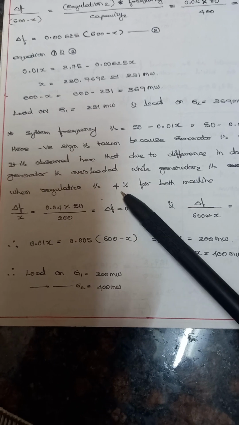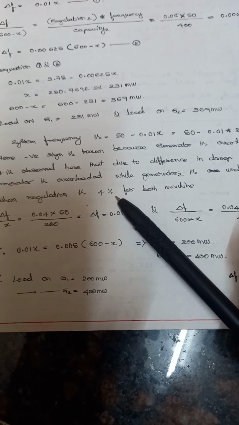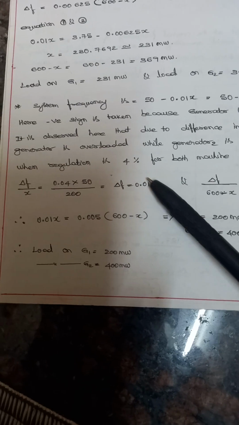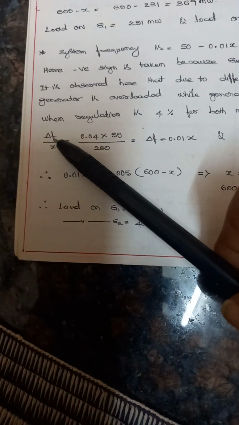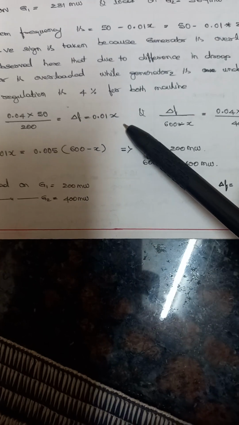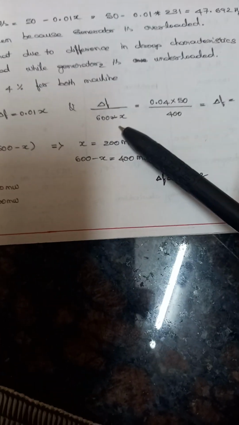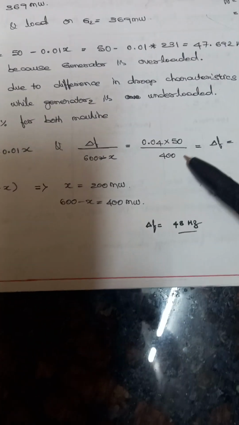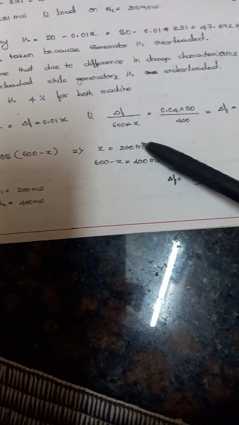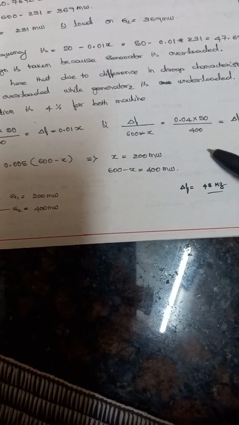Case 2: what they are saying is that the regulation is 4% for both the machines. Now for both machines, the regulation is exactly 4%. In the previous case, they were given 4% and 5%. Now the formula needs to be the same, but the values are constant. For the first unit, del f by x is equal to 0.04 into 50 by 200 capacity. The expression becomes del f is equal to 0.01x. Similarly for unit 2, del f by 600 minus x is equal to 0.04 into 50 by 400. We will get x as 200 megawatt and the second unit as 400 megawatt.